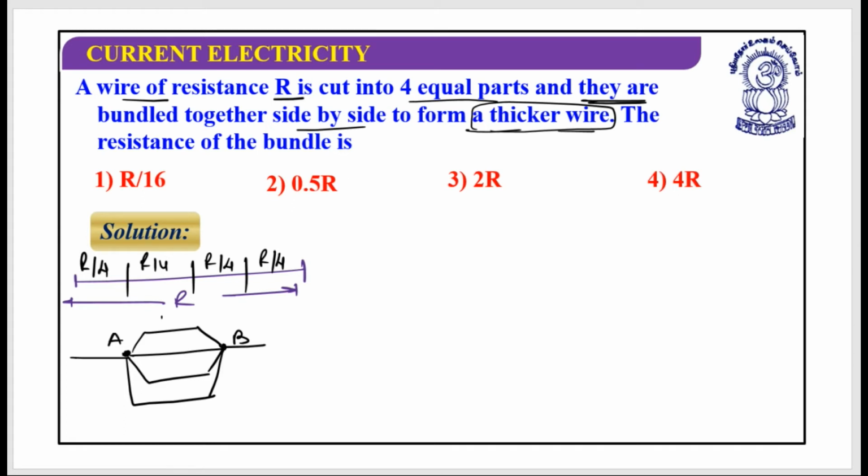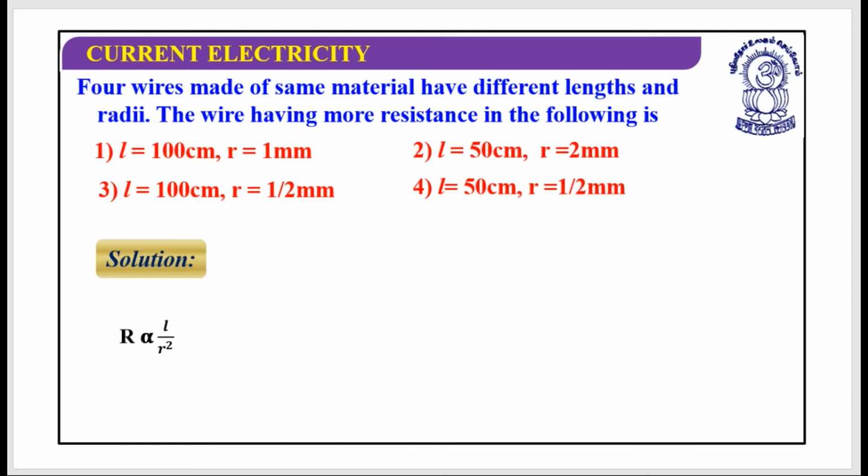As I know that these resistances are all connected in parallel, so Rp is equal to R divided by N, and my R was R by 4, and a total of 4 resistances were connected in parallel, so that should be equal to R by 16. I hope these things are clear. Yes. Is it clear? Great. Let's look at the next question.